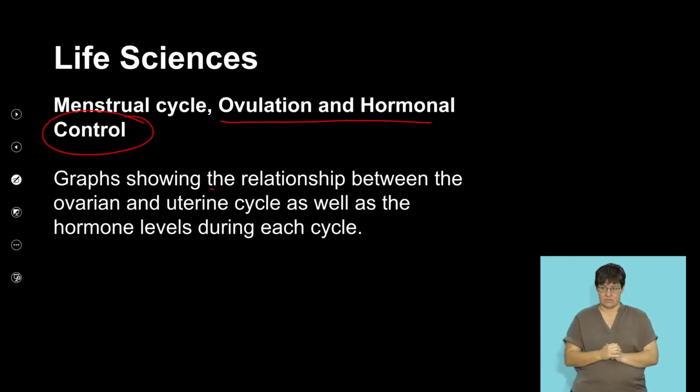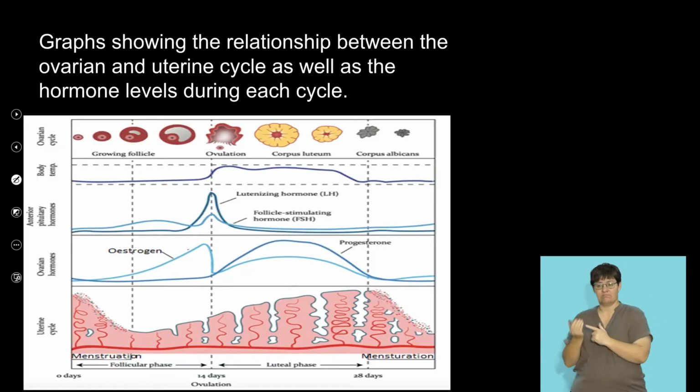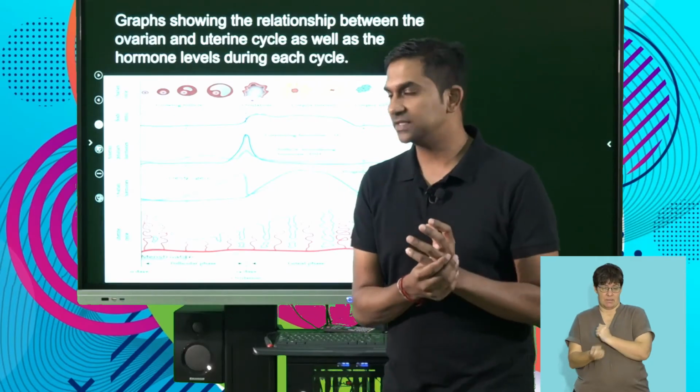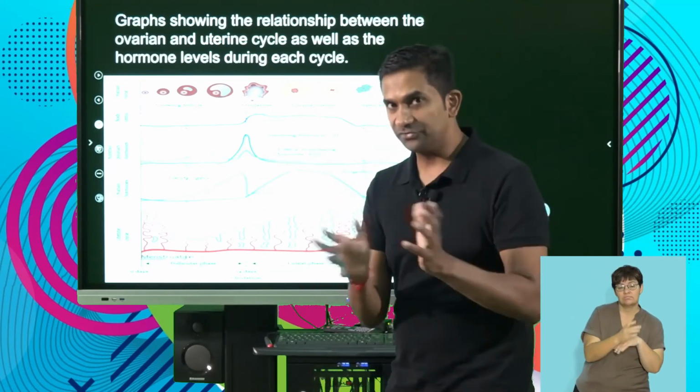The graphs showing the relationship between the ovarian and uterine cycles as well as hormone levels during each cycle are presented on the next slide. As we look at these graphs, they show you the level of hormones and various processes occurring. So guys, the best way to remember and revise this section is using a graph like this, because this is a comprehensive graph that shows you various structures and processes occurring over a period of time. I often remind the learners at school to refer to these graphs and use this as a consolidation of all of that process.